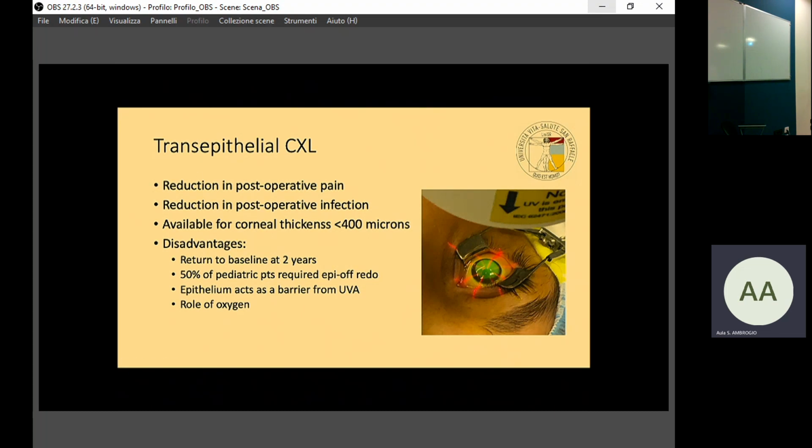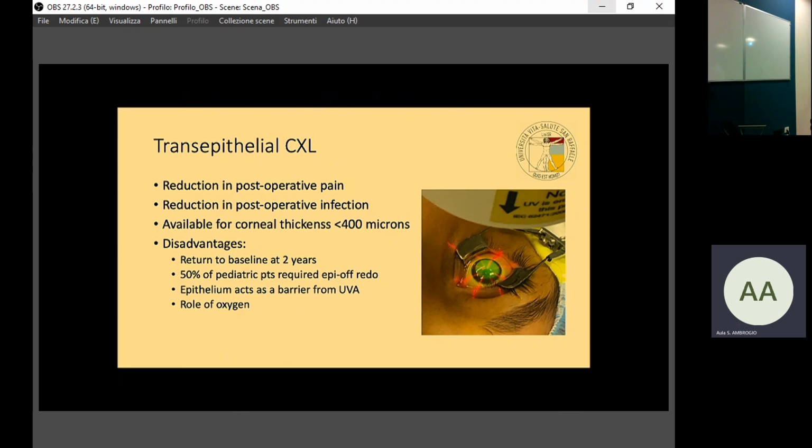Also, another advantage is that it can be used for corneas that are thinner than 400 microns. Typically, the standard procedure cannot be done in a patient with a pachymetry that is too low. Instead, in these patients, we exploit this kind of procedure.